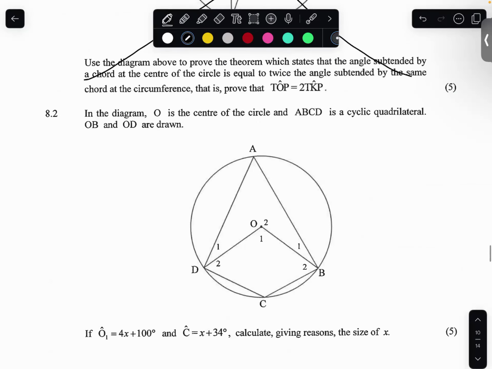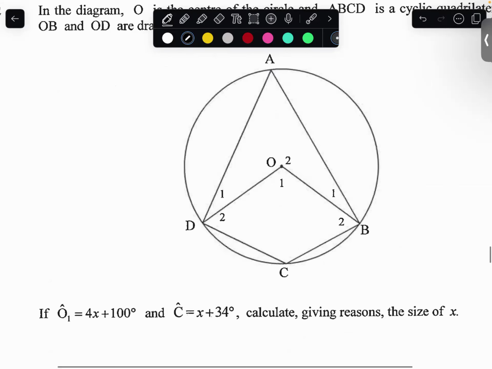Okay. In the diagram, O is the center of the circle and ABCD is a cyclic quadrilateral. OB and OD are drawn. If O1 is equal to 4x plus 100, let's put that in. O1 is 4x plus 100 and C is x plus 34. Calculate, giving reasons, the size of x.